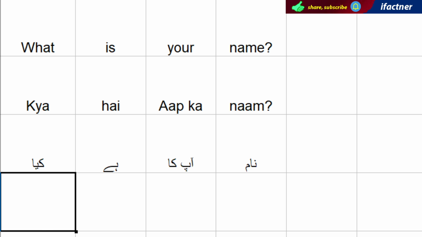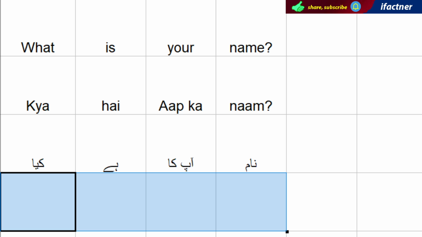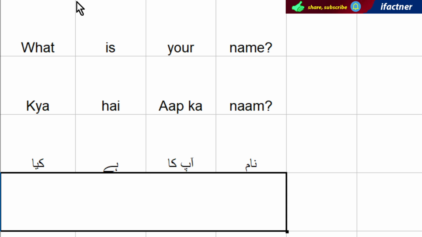Now let's see how do we translate it properly in Urdu. So in Urdu we will say आपका नाम क्या है. So here we are not starting with the question word, but instead we are starting with the subject. आपका, your, नाम क्या है. So let's write it down.